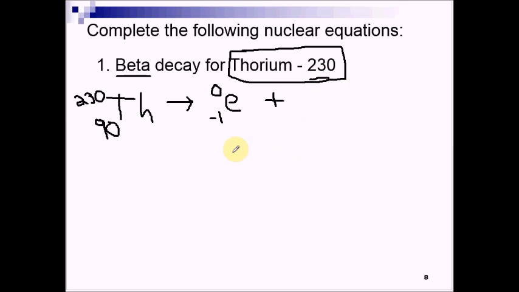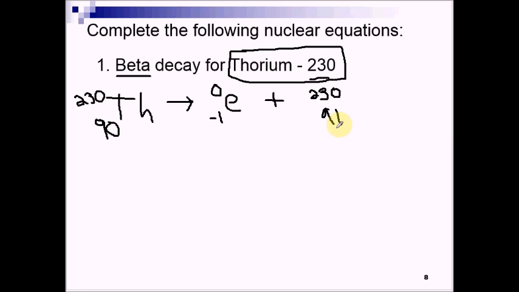So what should we end up with? We know it's beta decay, so we've already written out our beta particle here. We've just got to make sure the numbers add up. So 230 equals 0 plus, well, it must be 230 on the top. On the bottom we have 90 equals -1 plus what? 89 or 91? It's going to be 91. Okay, and now I should know what element that is.